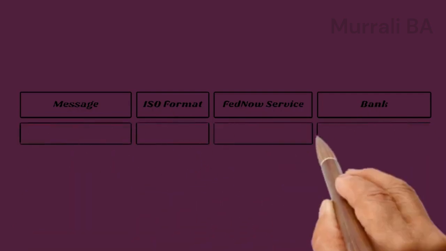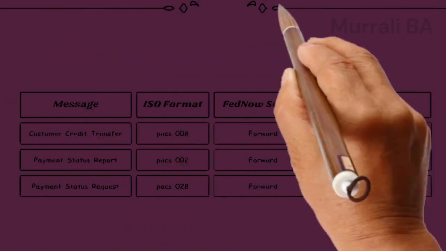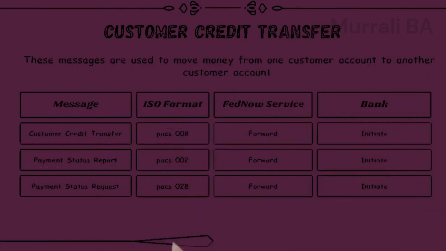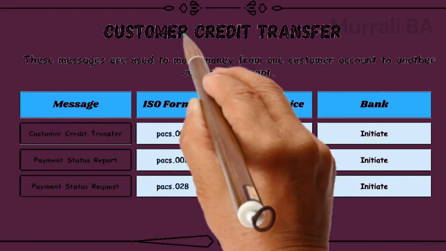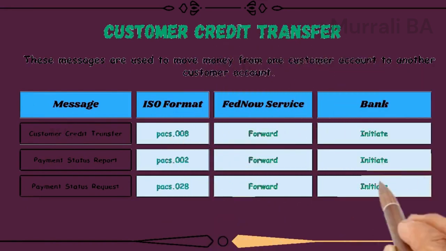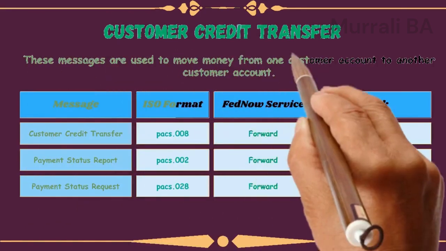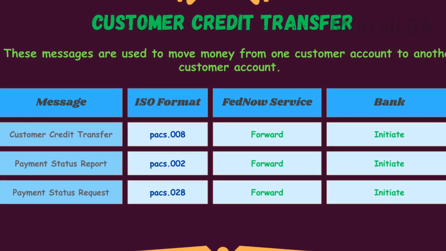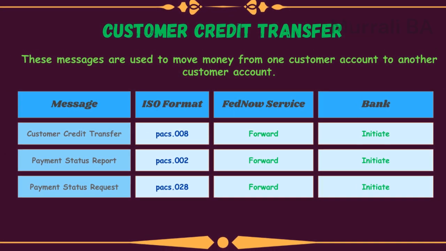This is the core function of the FedNow service. These messages are used to move money from one customer account to another customer account. So, the following messages are used for the same. The customer credit transfer, which is PAX 008, and the FedNow service forwards this message, but banks can initiate this message. The next one is payment status report. The format is PAX 002 again, so this will be forwarded by the FedNow service, but only banks can initiate it. The third one is payment status request. The format is PAX 028 and only FedNow can forward it and banks can initiate it.